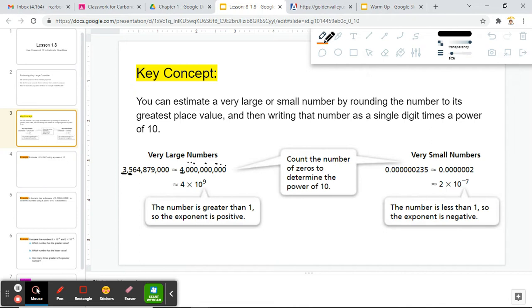For very small numbers, it's the same thing, just backwards. You would first round it to the nearest digit. Here we have a 2, and what follows behind it is a 3, 5. So we would just round it to 2. Then we need to count how many zeros we have. We have 1, 2, 3, 4, 5, 6, 7. So we need to multiply by a power of 7. However, since this is a small number and we are moving in the opposite direction this time, we need to make it a negative 7 instead of a positive 7. And then you simply multiply the digit times 10 to that power.